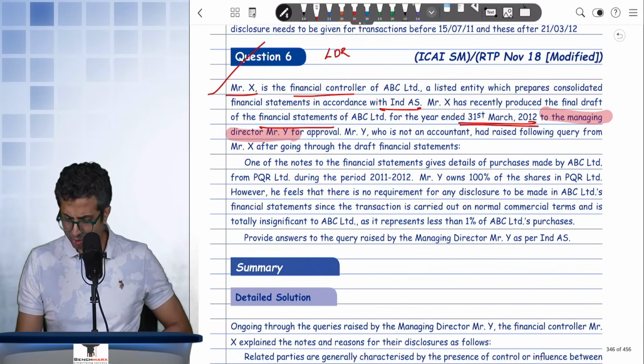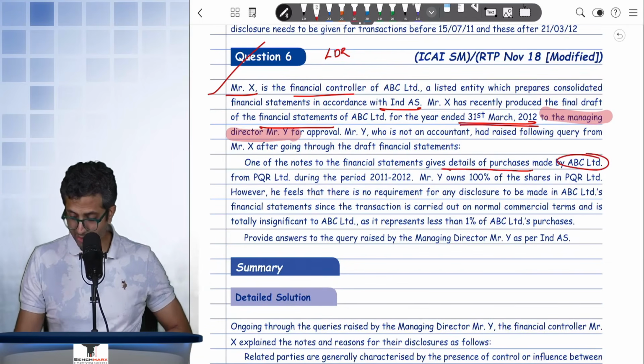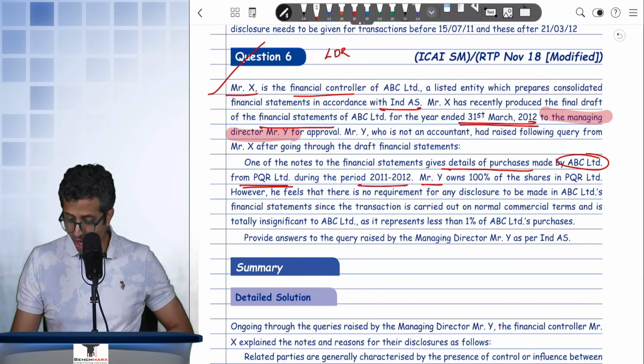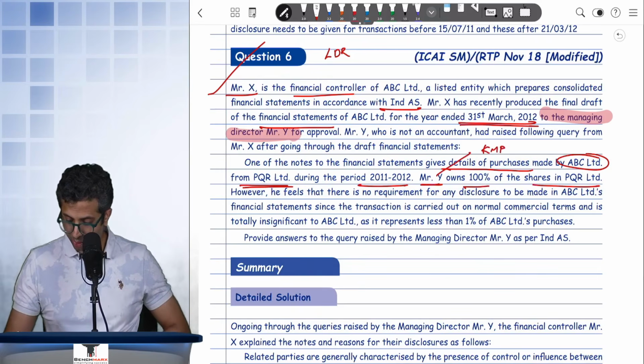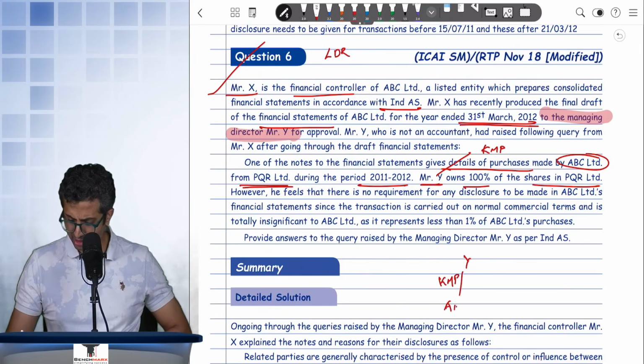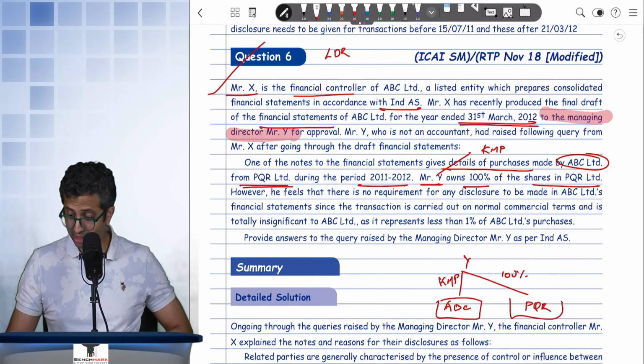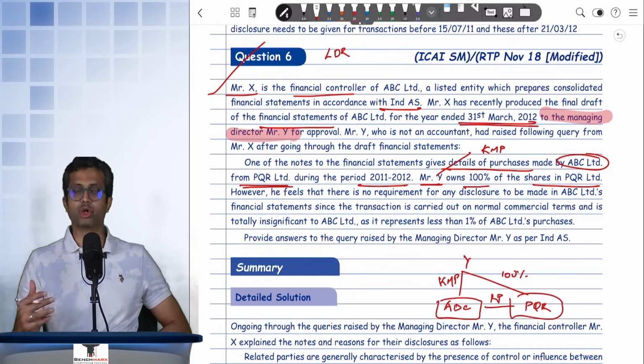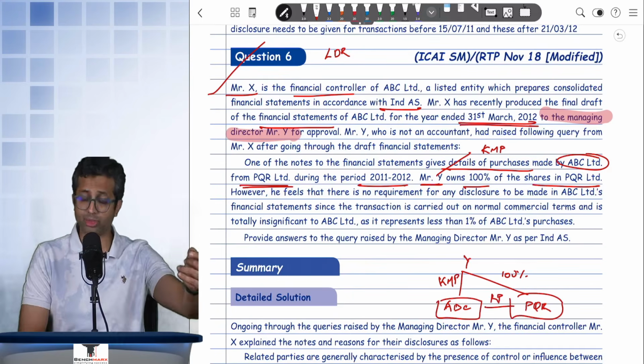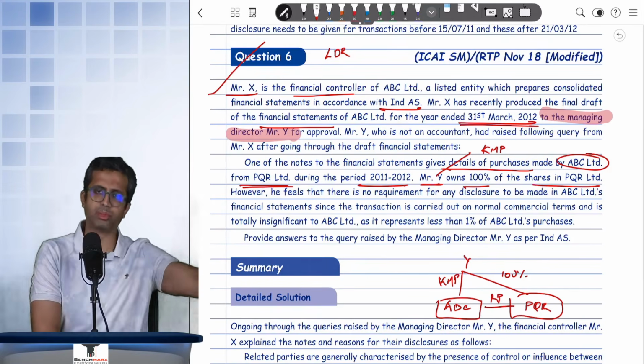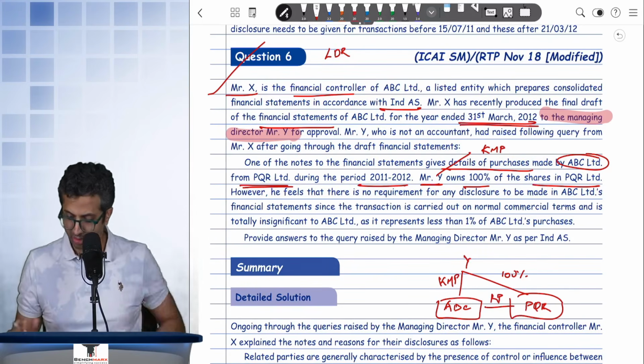For approval, Y is not an accountant, has raised the following query. Okay, one of the notes to the financial statements gives details of purchases made by ABC from PQR for the year ended 11/12. Okay. Y, who is a KMP, owns 100% of shares in PQR. Now you will have Y, who is a KMP of your entity, for example ABC, and that same Y is having control, for example 100% of PQR. Now, is ABC and PQR related? The answer is yes, there is a related party relationship because of clause E, which says that this is an eligible person who has control at one place, and that same eligible person is the KMP at the other place, and hence there is a related party relationship.